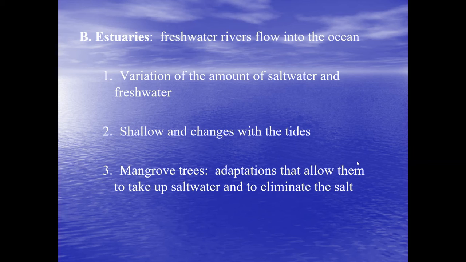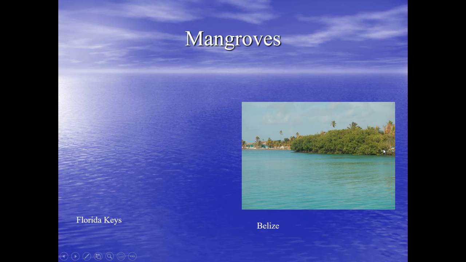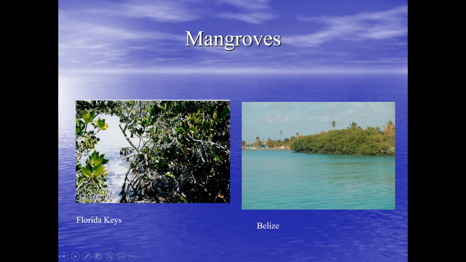They have adaptations that allow them to take up salt water and to eliminate the salt. They can take it up through their roots and actually get rid of the salt. Sometimes they put some of the salt in a couple of leaves that then they would discard. So here's a picture in the Florida Keys. There are a lot of mangrove trees. You can see their roots kind of extending out. Here in Belize, there's a whole grove of them. Their roots are extending down into the water, but very dense, kind of waxy leaves. They do very well in salt water.